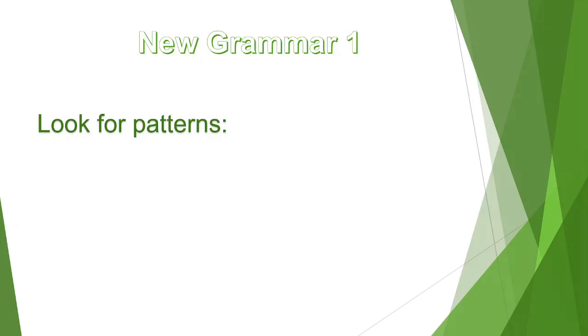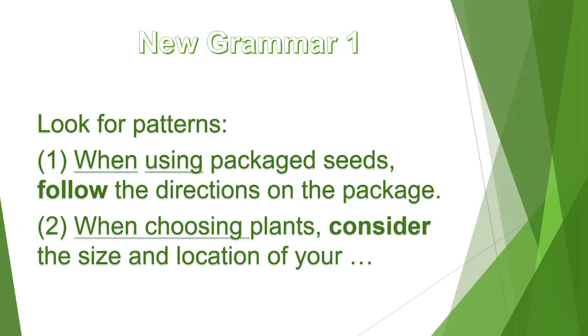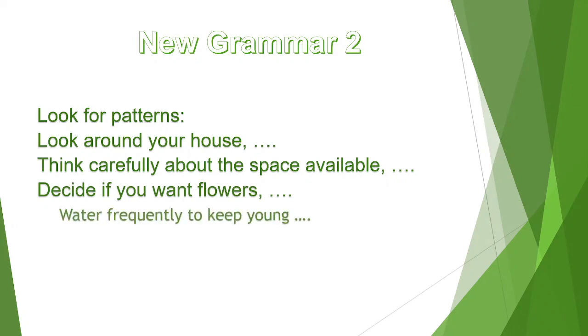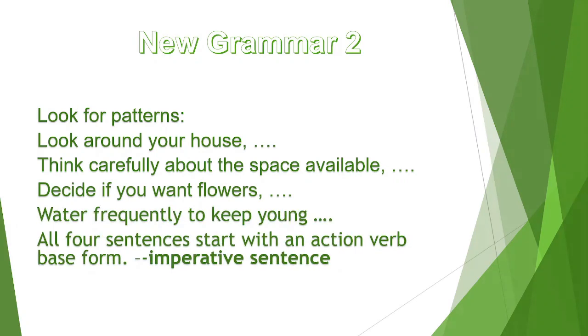Lastly is grammar. When we talk about grammar, basically you're looking for patterns. When you look at these two sentences, both sentences start with when, and after when you use an ing verb. At the end of the clause, there is a comma, and then the beginning of the next clause is a verb base form. So this is the pattern. When you look at these four sentences, all of them start with an action verb base form. So we call this type of sentence an imperative sentence.